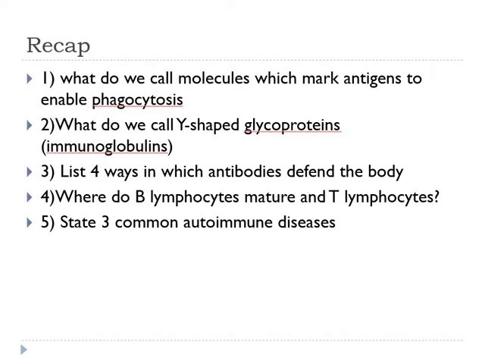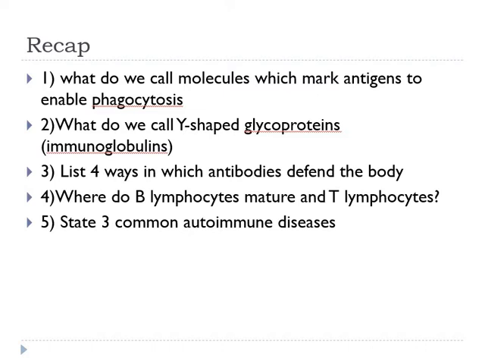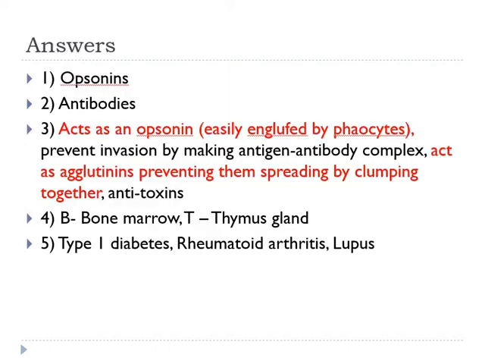So what do we call molecules which mark antigens? We call them opsonins: mark, tag, same thing. What do we call these Y-shaped glycoproteins? Well, they're our antibodies that we looked at in a bit of detail yesterday.